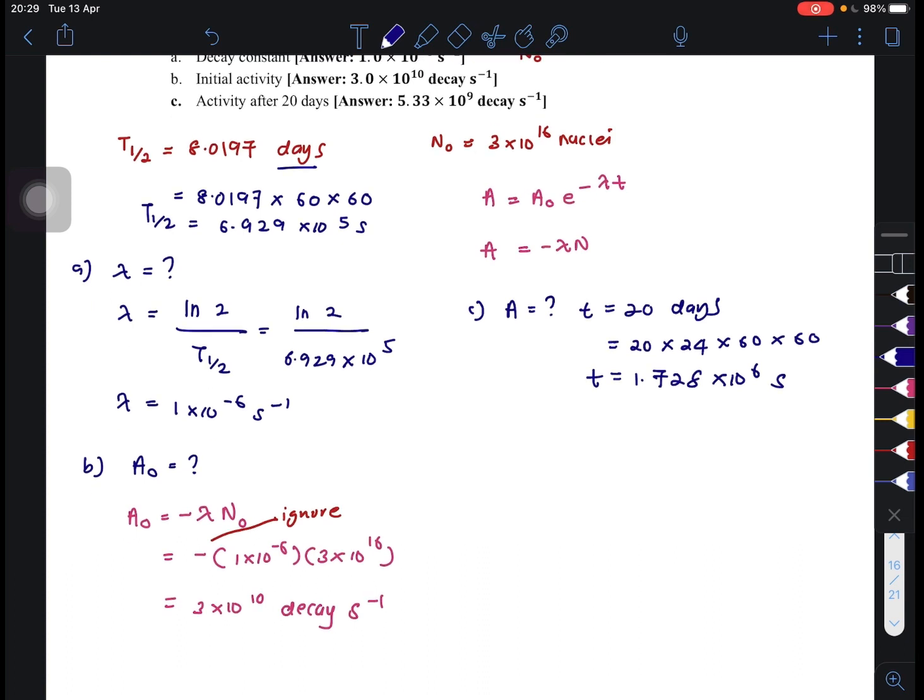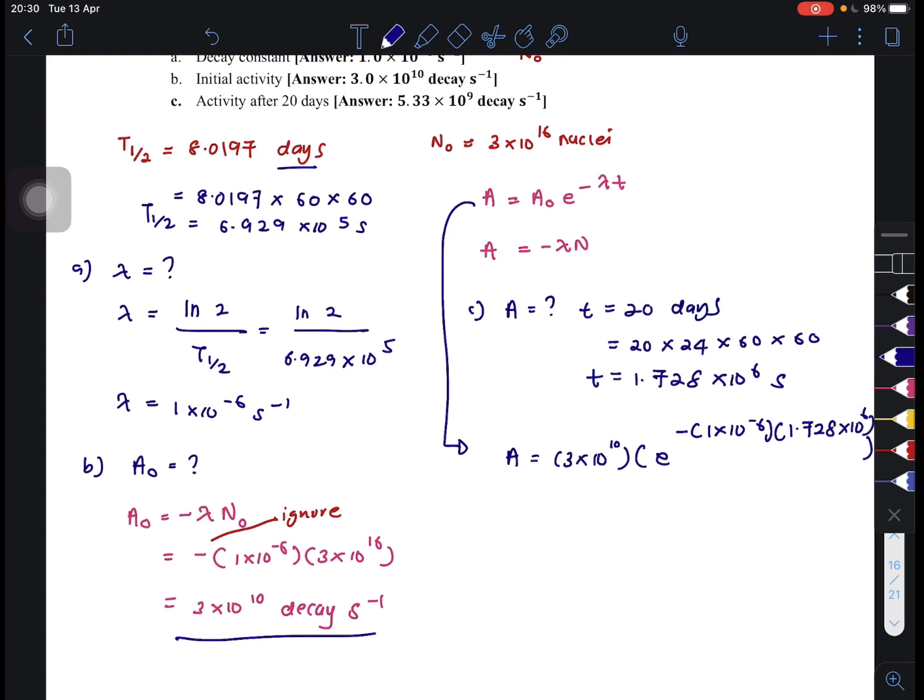So just masukkan using this formula here. A is equal to A0. So A0 yang kita sudah cari tadi adalah this one, 3 exponent 10 times with E negative decay constant, and then times with T. T kena masukkan. Times with T, which is equal to 1.728 exponent 6. So A sama dengan 5.33 exponent 9 decay per second.